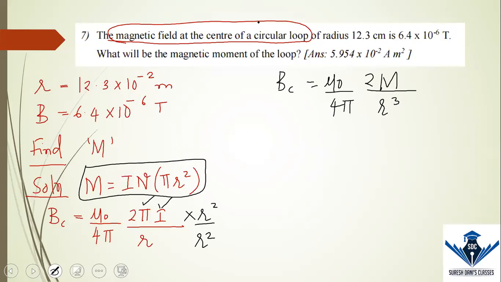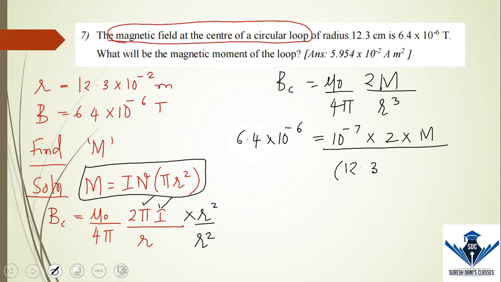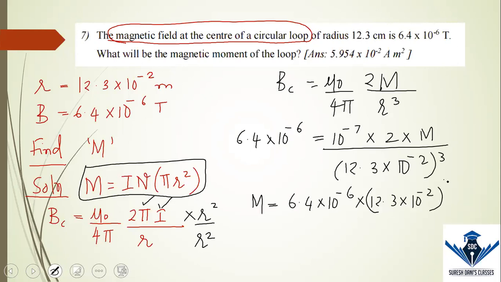So therefore I can write here mera B at the center is 6.4 into 10 to the power minus 6, और ये मेरा 10 to the power minus 7 है, into 2 into m upon मेरा r cube क्या है, 12.3 into 10 raised to minus 2 the whole cube है, right? So m is nothing but 6.4 into 10 raised to minus 6 into 12.3 into 10 raised to minus 2 the whole cube upon 2, right? So we have to do this calculation again. Will you be able to do it?